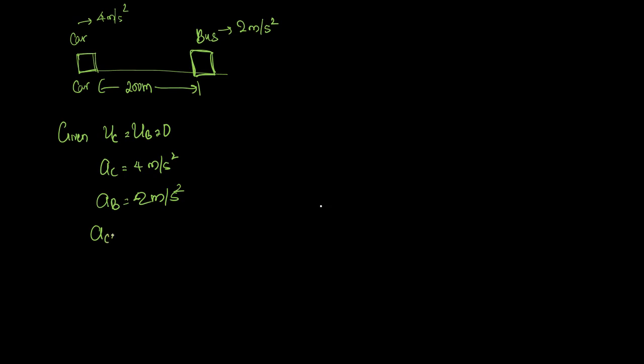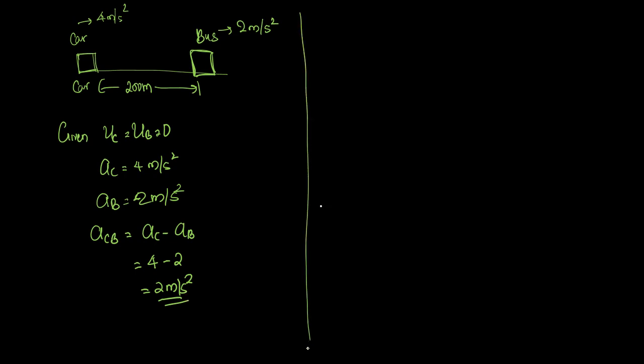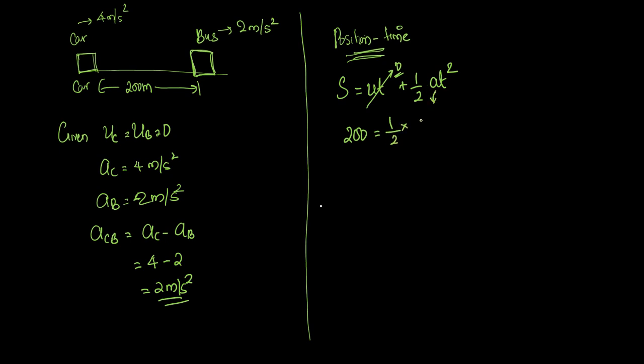So what is a_CB, acceleration of car with respect to bus? Acceleration of car minus acceleration of bus, which is 4 minus 2, you'll get just 2 meter per second square. So 2 meter per second square is our acceleration of car with respect to bus. We know the position time relation, S is equal to ut plus half at square. So 200 is equal to 0 initial velocity plus half times the relative acceleration, 2, times t square.